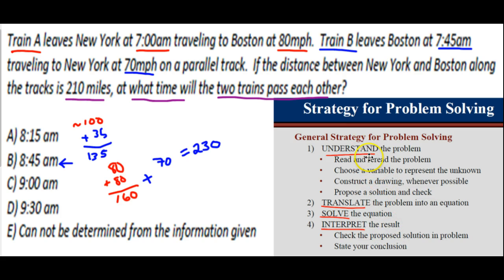So we've done the first part, we understand the problem. Let's pretend we didn't work with that timetable there and we just made an initial guess and said it was 8:45. Now we need to translate this problem into the equation. And this is probably the most difficult part for students. The first question I ask students is, what's your unknown or unknowns in this problem? What are we trying to figure out? Aren't we trying to figure out what time? This is the critical part here. What time will the two trains pass each other? What time?